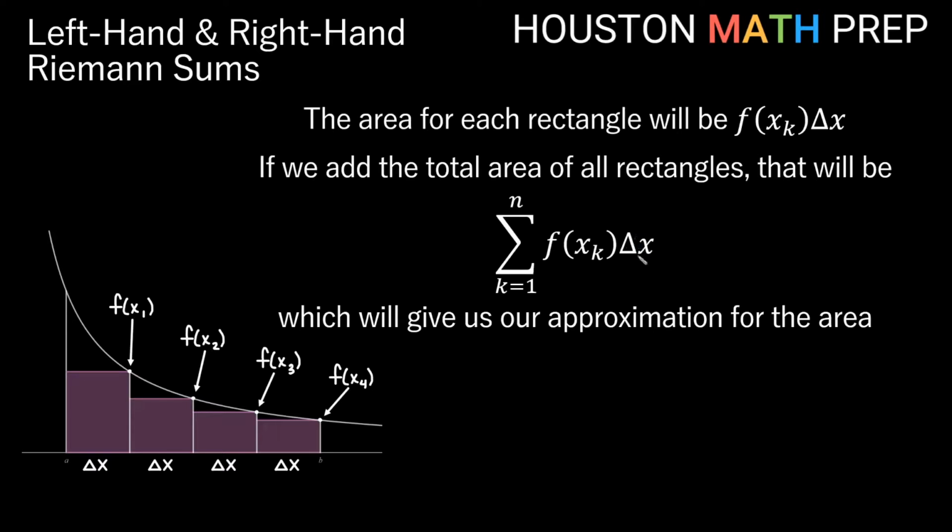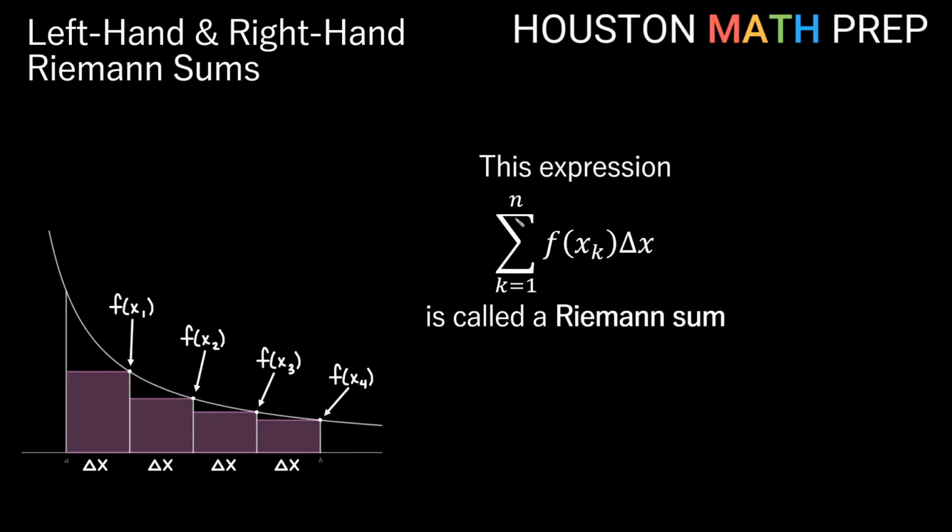So we take a formula of width times height, and we take the sum of however many rectangles we found. That's going to give us our approximation for the area. This expression here that represents summing up a certain number of areas of rectangles, we call this a Riemann sum.